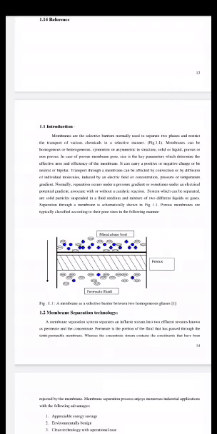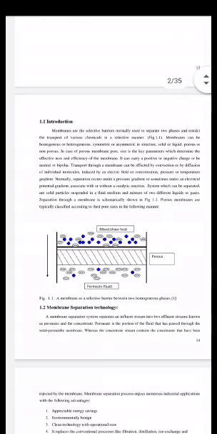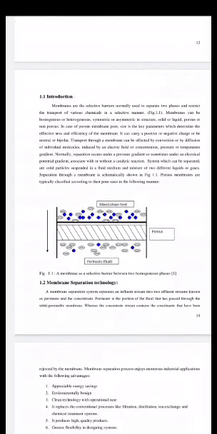So, let me review what we have learned in our lectures. As far as advanced separation processes are concerned, we have gone through six to seven operations used in membrane separation techniques, such as reverse osmosis, microfiltration, then ultrafiltration, and many other operations.